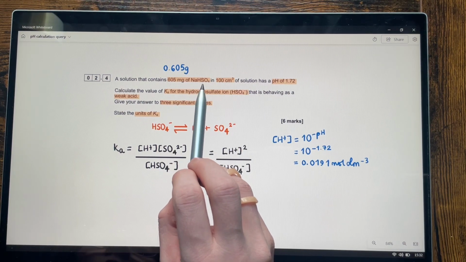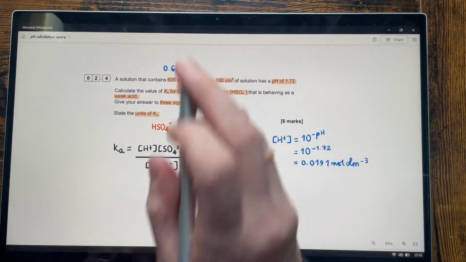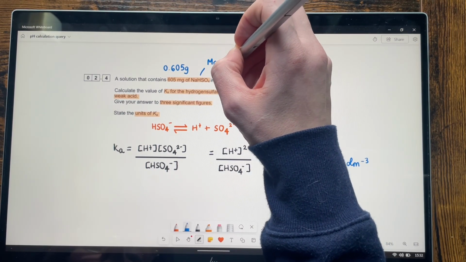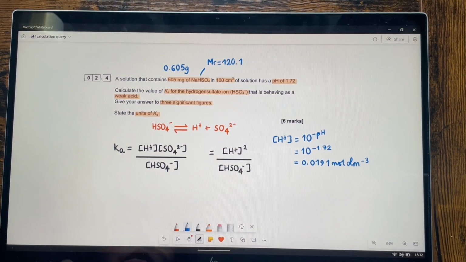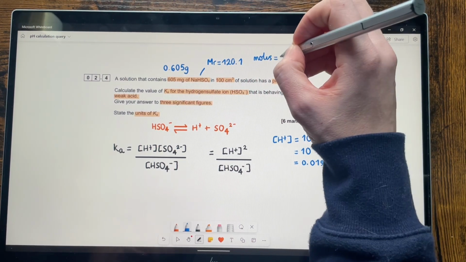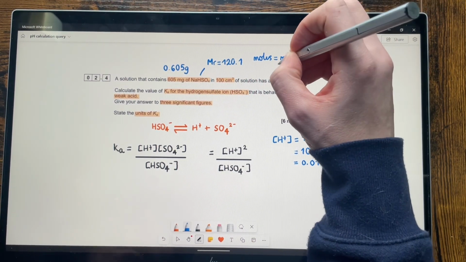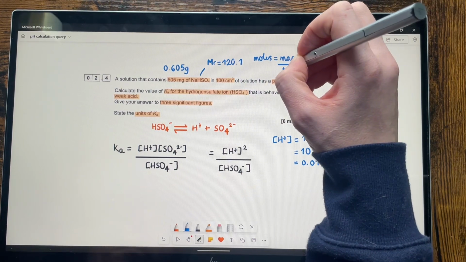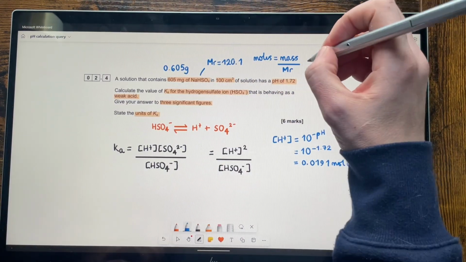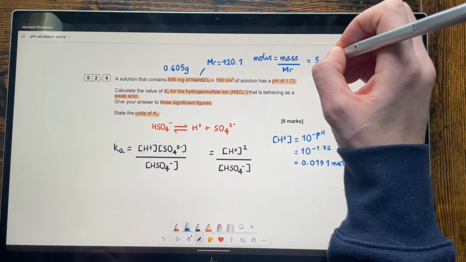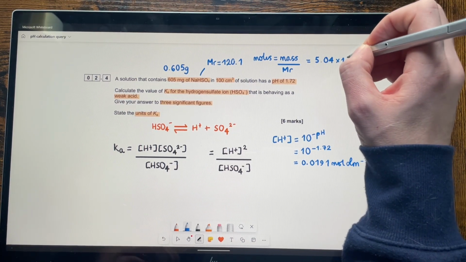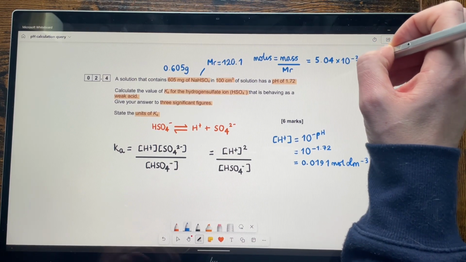I'm then going to need to work out the MR of NaHSO4, which is 23 for sodium, 1 for hydrogen, 32.1 for sulfur, and then 4 lots of 16 for oxygen, and that gives me an MR of 120.1. Then with those two values I can work out the moles. So moles is equal to mass divided by MR, so 0.605 divided by 120.1, which gives me 5.04 times 10 to the minus 3 moles, and again that is to 3 significant figures.